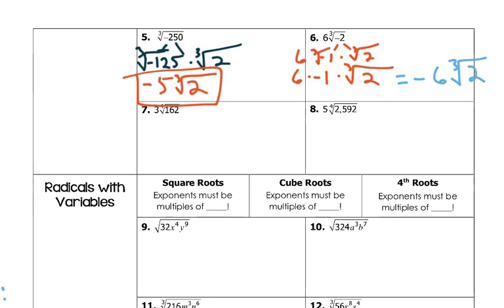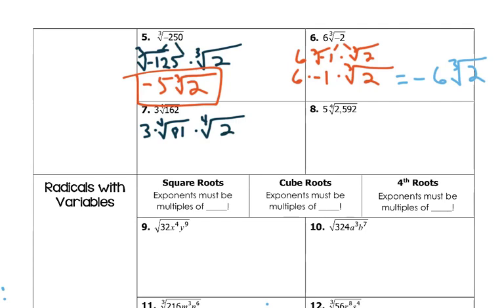All right, 3 and the 4th root of 162. All right, so let's just go ahead and do this real quick. 3 times, what's a number that is a perfect fourth that multiplies together to get 162? Well, 81 times 2, so 4th root of 81 times the 4th root of 2.